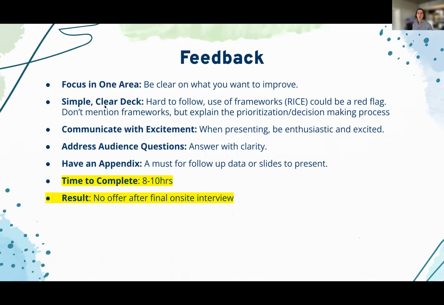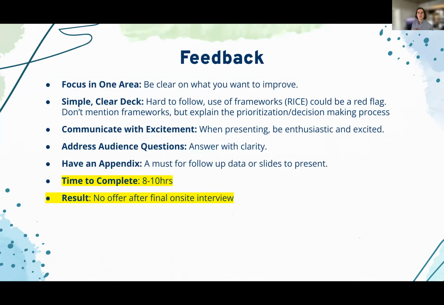Second, the deck itself and how I was explaining the concept was not clear. They got lost from the very beginning, what direction I wanted to lead and take the audience into. So that wasn't good. Another thing is that, depending on where you are in your career, using prioritization frameworks like RICE could signal that you are still early in your career as a PM. So you have to be careful what frameworks you want to use.